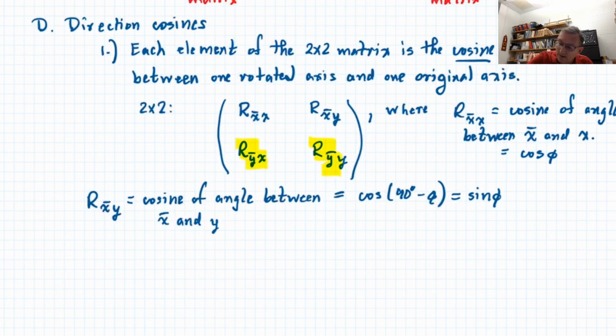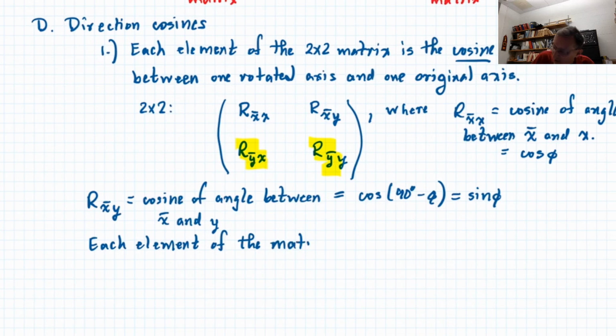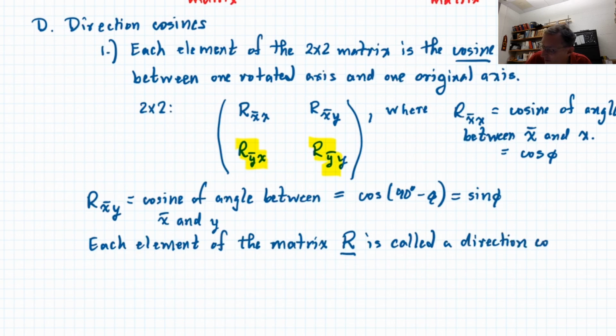Okay? And each element of the R matrix, or the matrix R, I'll just denote the whole matrix by underlining it like that. Each element of the matrix R is called a direction cosine. It's the direction cosine for the angle between one of the rotated axes and one of the original axes.